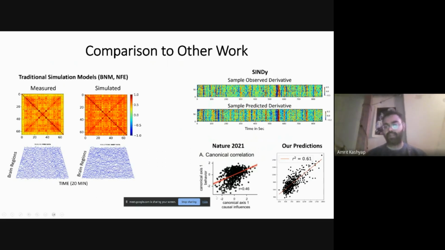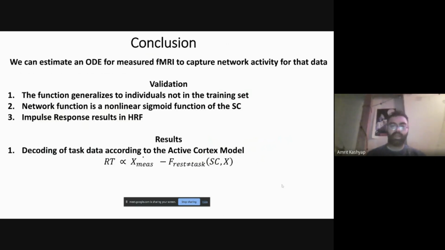A similar method using DCM has fitted at an R of 0.46, which would be an R squared around 0.2. And here we have an R squared around 0.6. So this is a substantial increase, mostly due probably to the fact that our system scales much bigger. We're able to get the full Taylor series expansion of the system with all brain areas, and we're able to then decode.